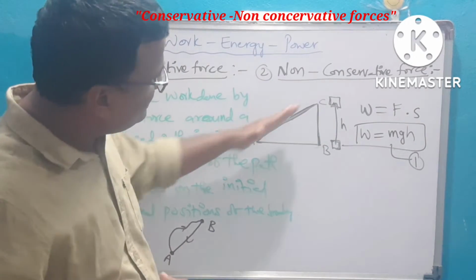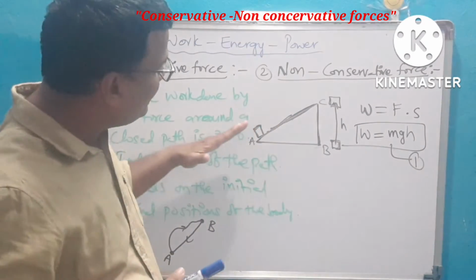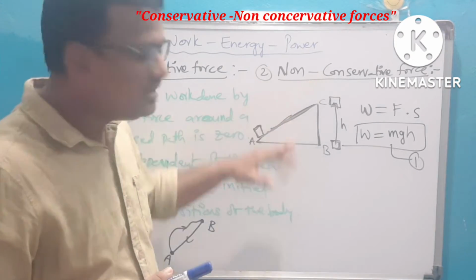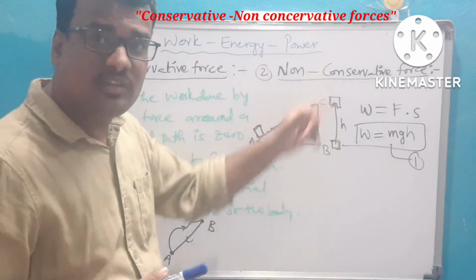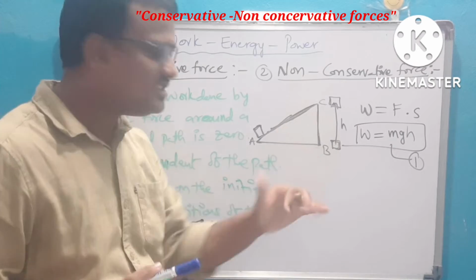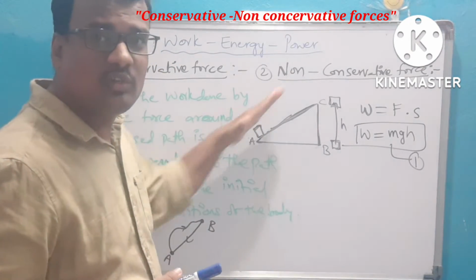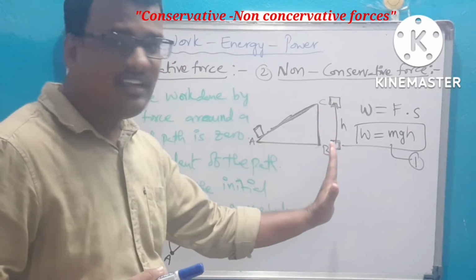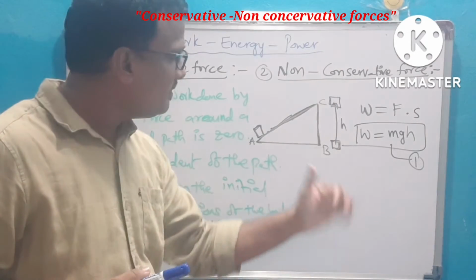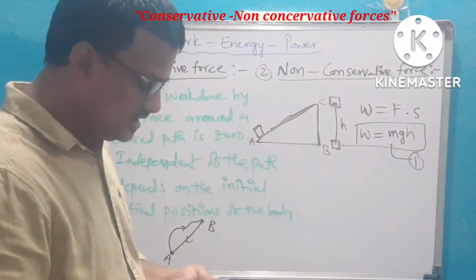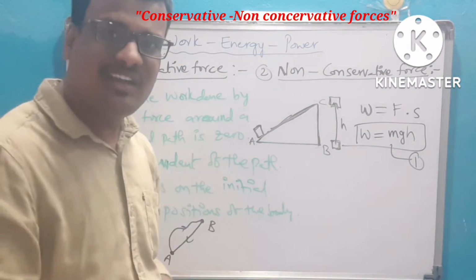Now in the second case, the inclined plane. We can move the body along the inclined plane. Earlier we lifted the body directly through height h by following the vertical path, but here we follow the inclined path. These two paths are different, right?